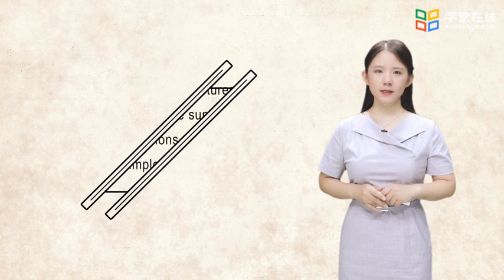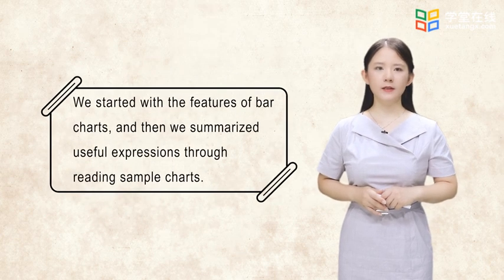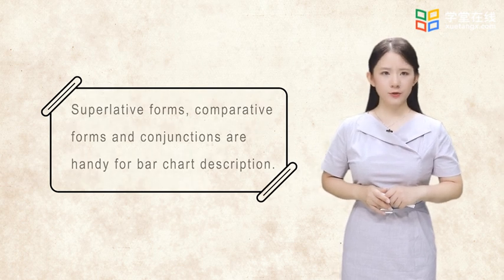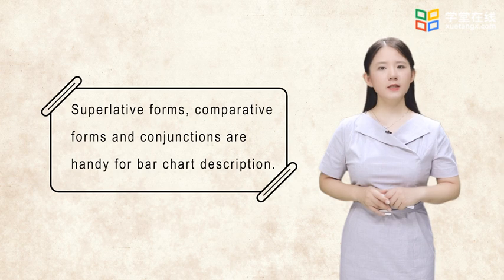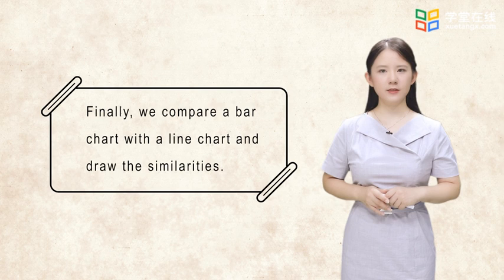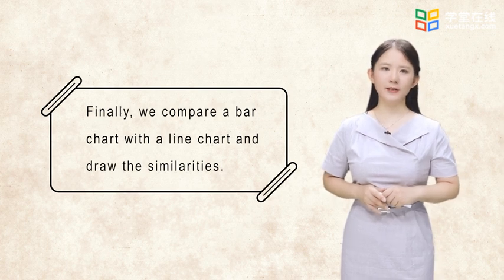In this part, we started with the features of bar charts, and then we summarized useful expressions through reading example chart. Superlative forms, comparative forms, and conjunctions are handy for bar chart description. Finally, we compare a bar chart with a line chart and draw the similarities. In this unit, we have discussed different types of graphs and their features. We learned about line graph, pie chart, and bar chart. We focused on describing trends, percentages, and contrast. Now, you must be very confident about writing an essay about graphs.